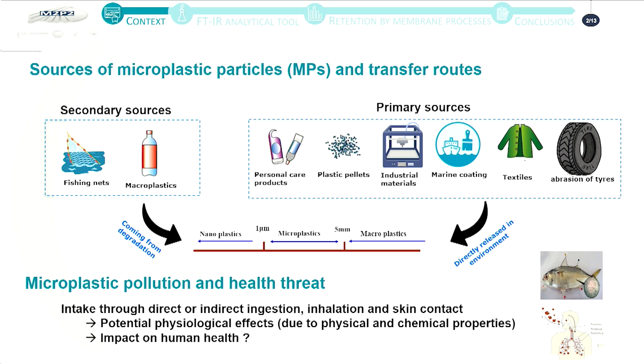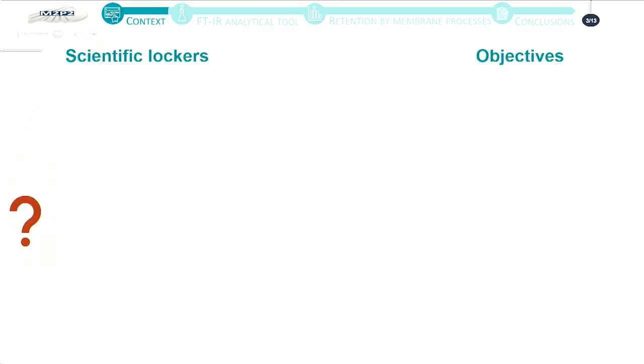But at the same time, the problem is that we can be in contact through direct or indirect ingestion, inhalation, and skin contact. And so there can be potential physiological effects due to the physical or chemical properties of the microplastics. And also it can have an impact on human health. So we need to find processes to reduce the discharge of microplastic into the environment and/or reduce the contact between humans and microplastics. So in this context, our two main objectives were the following.